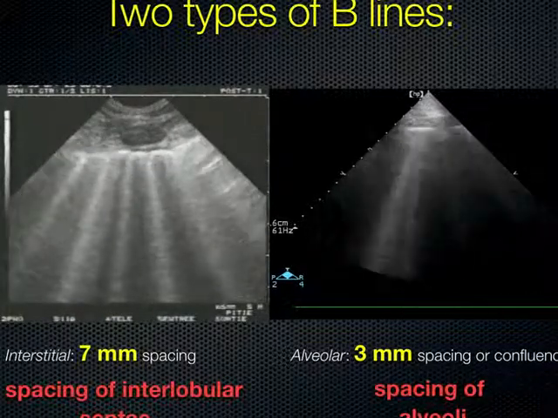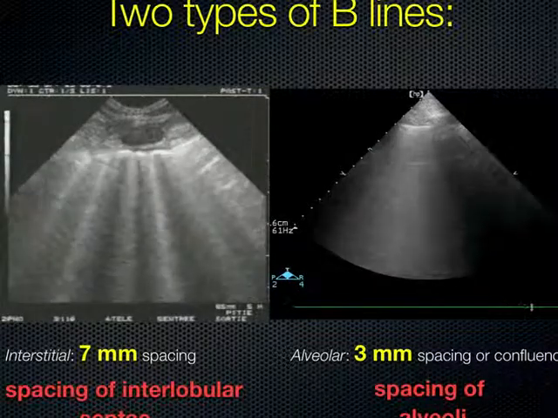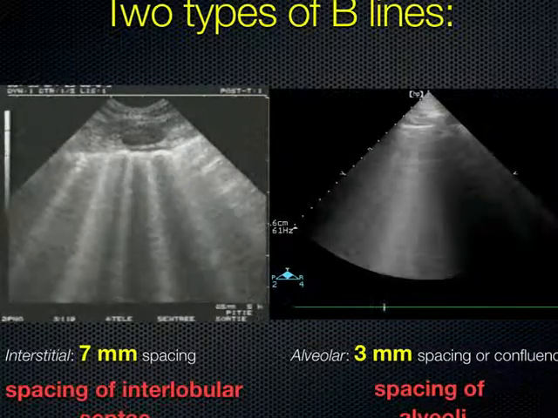The 3 millimeter spacing, or confluent B lines, is the ultrasound equivalent of the radiological finding on a CT scan of ground glass.